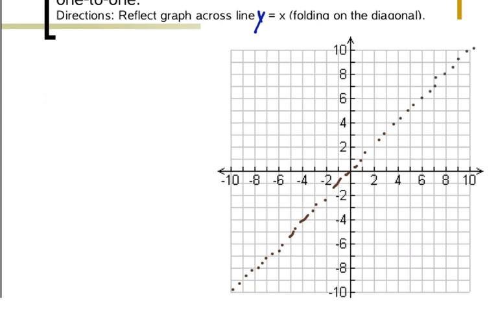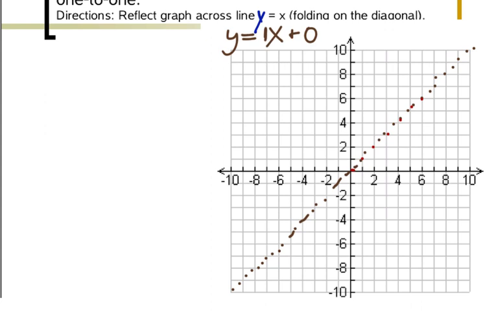Okay, and that's the line y equals x. If you were in mx plus b form, the slope is 1 and the y-intercept would be 0. So you can see the y-intercept is at 0, and then you go up 1 over 1 all the way along all these dots. Okay, so that's where that line came from, and that's what we're folding across.